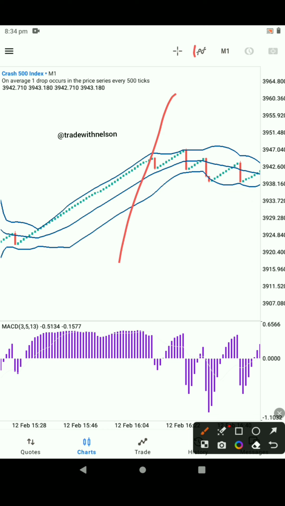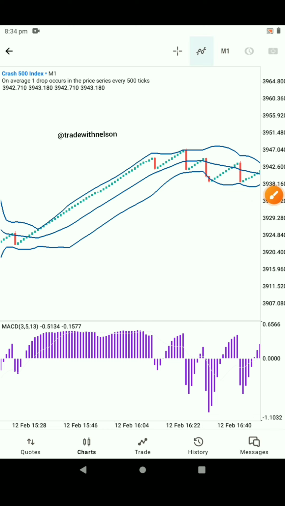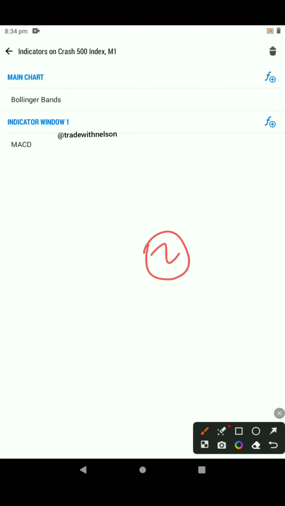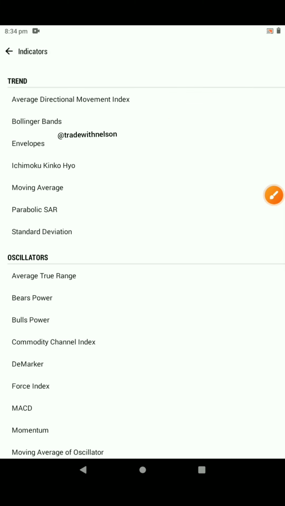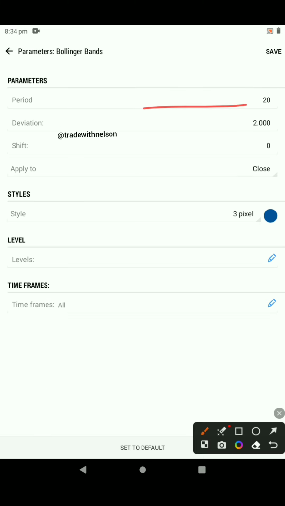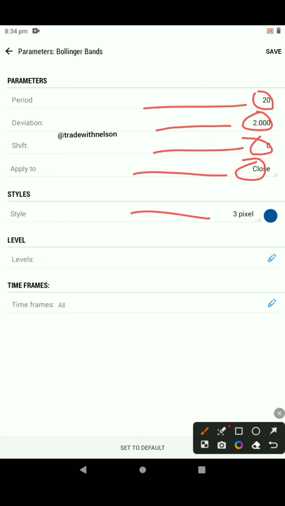So now let me show you the settings of my indicator. First thing you do is click on this indicator icon over here. Like I said, I have 2 indicators. I have the Bollinger bands and the MACD. To select the Bollinger band, click on the F icon on the main chart. This is the Bollinger band. Click on that. Make your period 20, deviation 2, shift 0, apply to close, style 3 pixel, and select a color of your choice. After that, click on save.